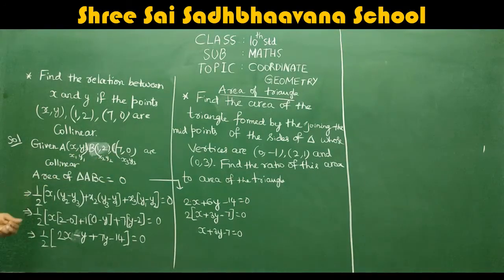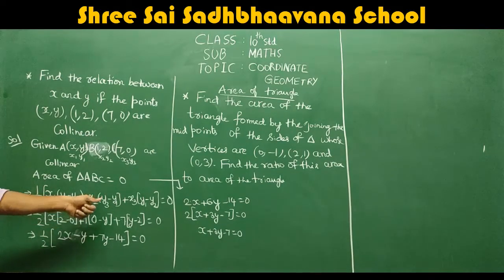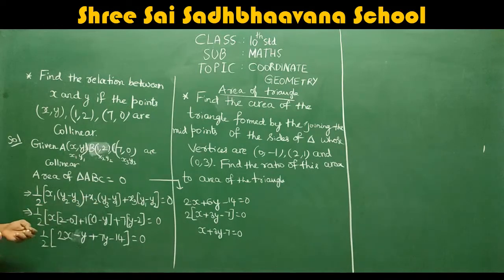Next, already given they are collinear, so what is it? The area of triangle ABC should be 0. So find the area of triangle. What is the condition we have for area of triangle? Half into x1 into (y2 minus y3) plus x2 into (y3 minus y1) plus x3 into (y1 minus y2) equal to 0. Substitute the values of x1.